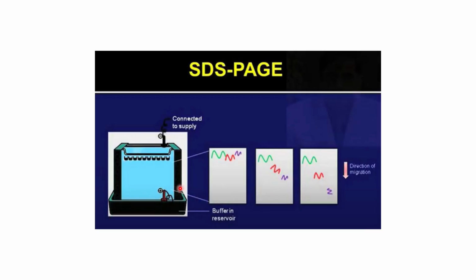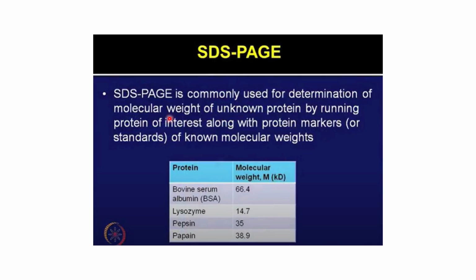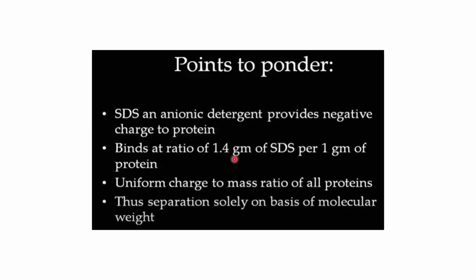Once you do the sample analysis, they will run on the basis of molecular weight, the smaller one will move faster and the larger one will move slower. So it is commonly used for determination of molecular weight of an unknown protein along with the protein markers. You can either use these markers or a ladder like this. It will help you to determine whether your protein of interest is present or not.